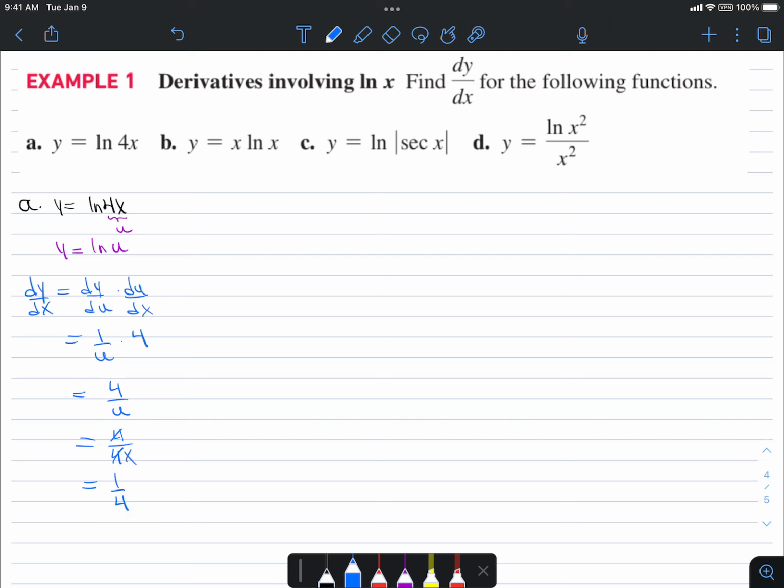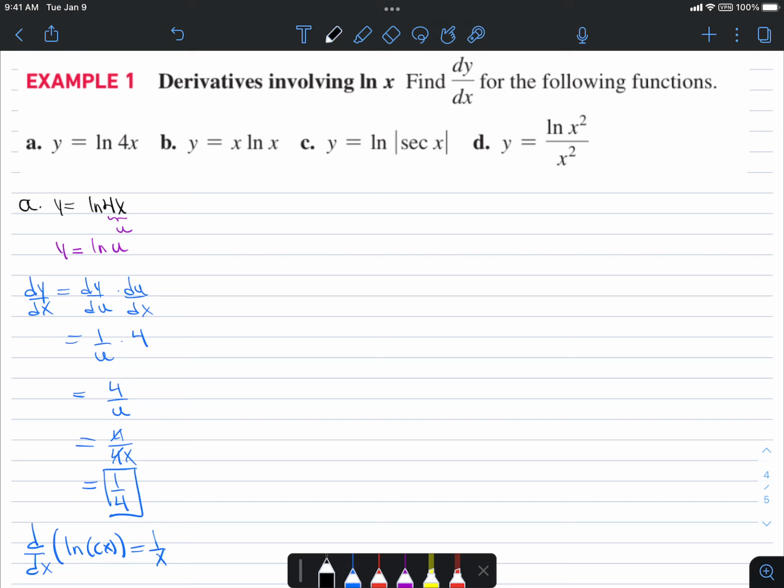So cool thing. Doesn't matter what you're multiplying x by here. As a general rule, the derivative of ln of some constant times x is just 1 over x again, as long as x and the constant are positive.